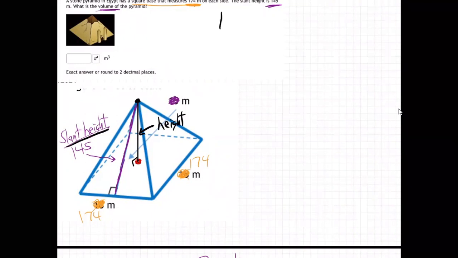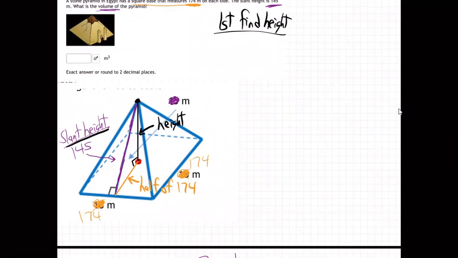So first we have to find the height before we can find the volume. How are we going to find the height? Well, do you see that we have a little right triangle? We can figure out this piece right here, can't we? How do we figure that out? It's to the middle, so this has got to be half of the 174, because it's out to the very middle of the pyramid.